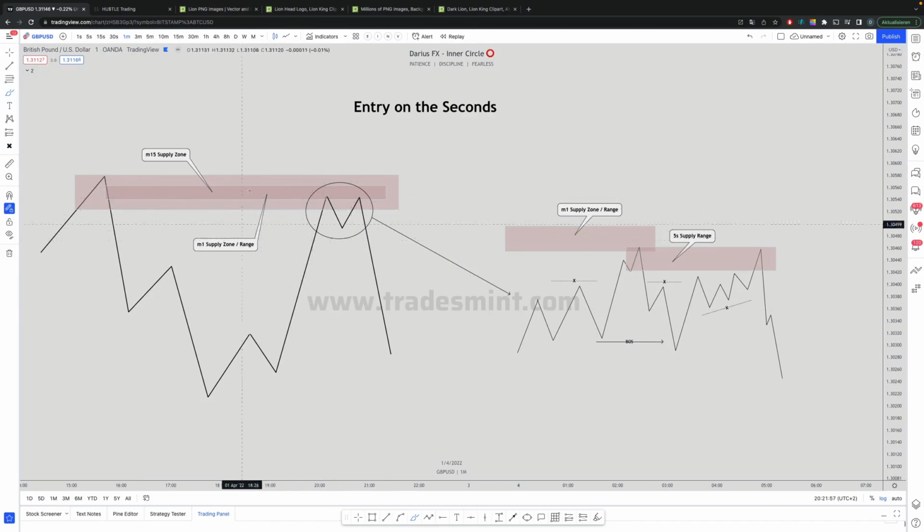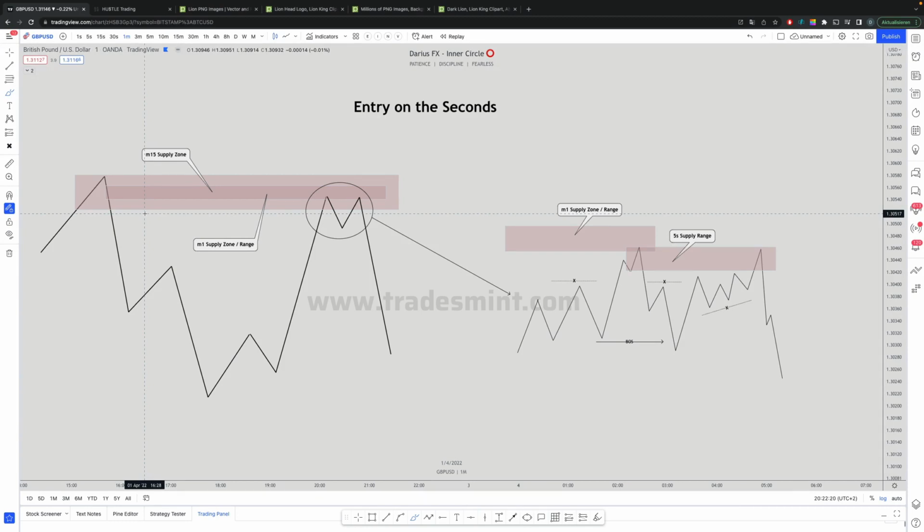But here what I'm going to look for is a refined supply zone within the M15 supply zone. That one M1 supply zone doesn't need to be one candle, it can also be a range. That is already enough. Why? Because we would like to see a reaction out of that one M1 range or supply zone.